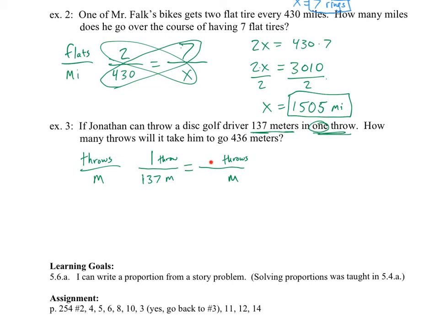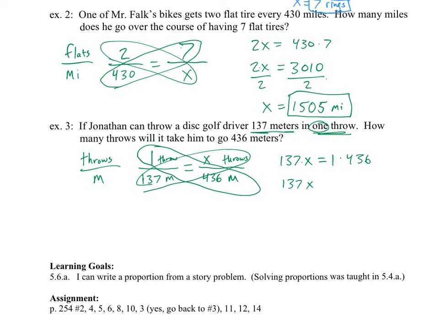Well, 436 isn't number of throws, it's number of meters. So 436 meters. And then the missing thing of those 4 numbers is going to be the number of throws. So how many throws does it take to go 436 meters? All right, and then we're going to go through and cross multiply and divide. So I get 137 times x equals 1 times 436. So I have 137x equals 436.